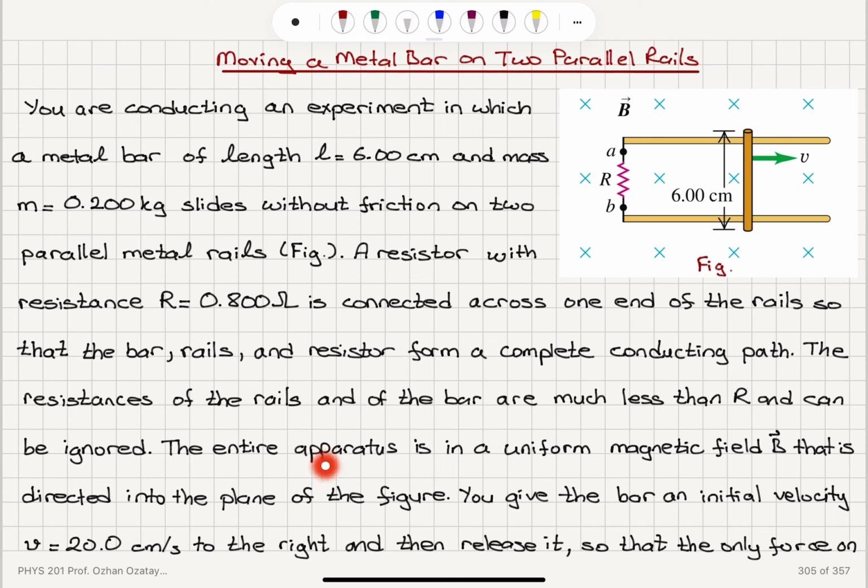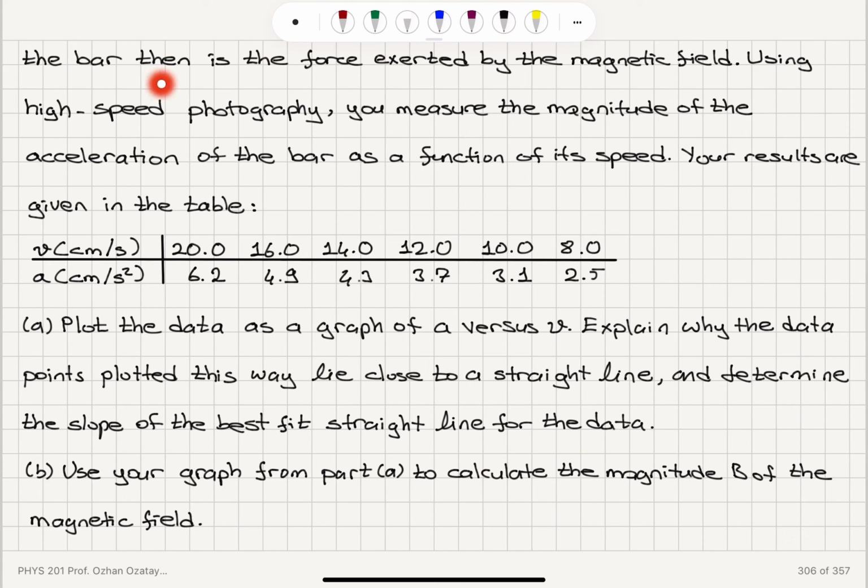The entire apparatus is in a uniform magnetic field B that is directed into the plane of the figure, into the page. You give the bar an initial velocity v equal to 20 centimeters per second to the right and then release it. So we have an initial velocity and then it is released, so that the only force on the bar is the force exerted by the magnetic field. So it's the magnetic force.